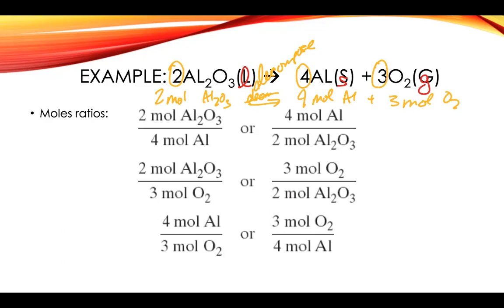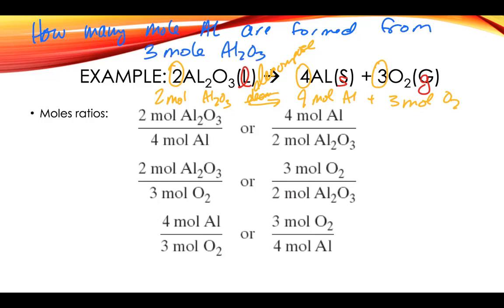So if I ask you, for example, how many moles of Al are formed from 3 moles of Al2O3. This would be an example of problem type number 1: if you're given moles and you're asked to find moles.